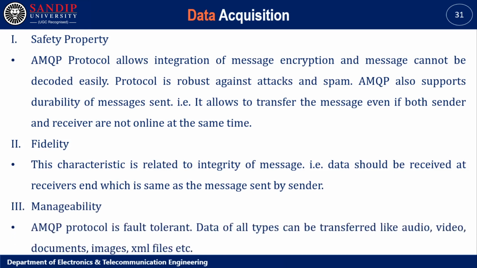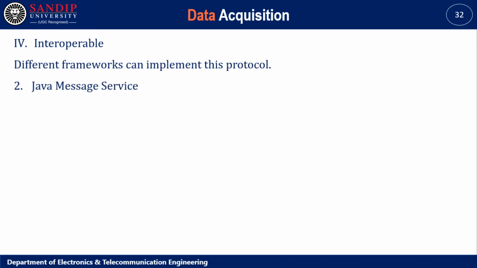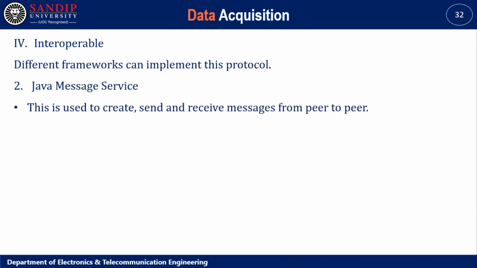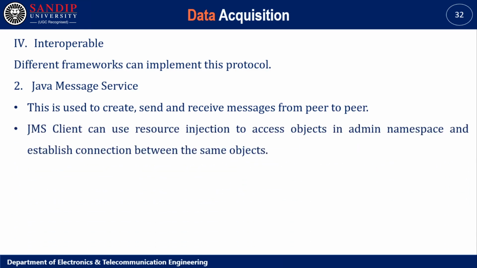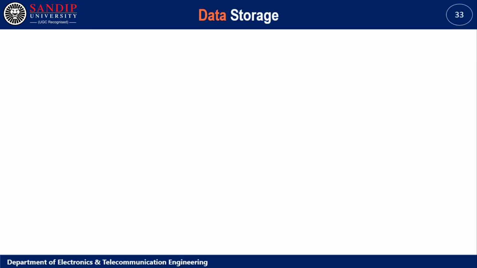Manageability. AMQP protocol is fault tolerant. Data of all types can be transferred like audio, video, documents, images, XML files, etc. Interoperable. Different frameworks can implement this protocol. Java message service. This is used to create, send and receive messages from peer to peer. JMS client can use resource injection to access objects in admin's namespace and establish connection between the same objects. There are two models, point to point and publisher subscriber model.